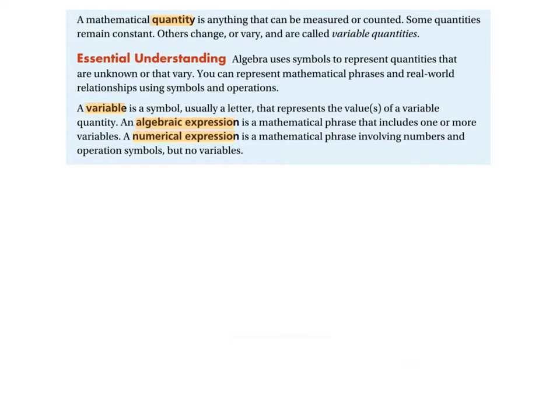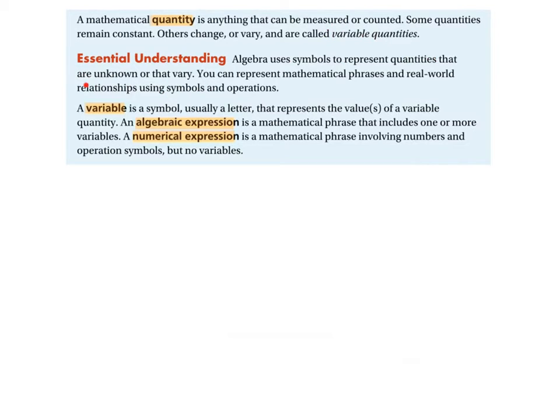Okay, we're starting off with the big idea of algebra, which is the idea of variables. Now, a mathematical quantity is just anything that can be measured or counted, and some quantities remain the same, but others will change or vary, and they are called variable quantities. When something is variable, it is able to change, or it has a potential changing state, changing value. So we use symbols to represent quantities that are unknown or that vary.